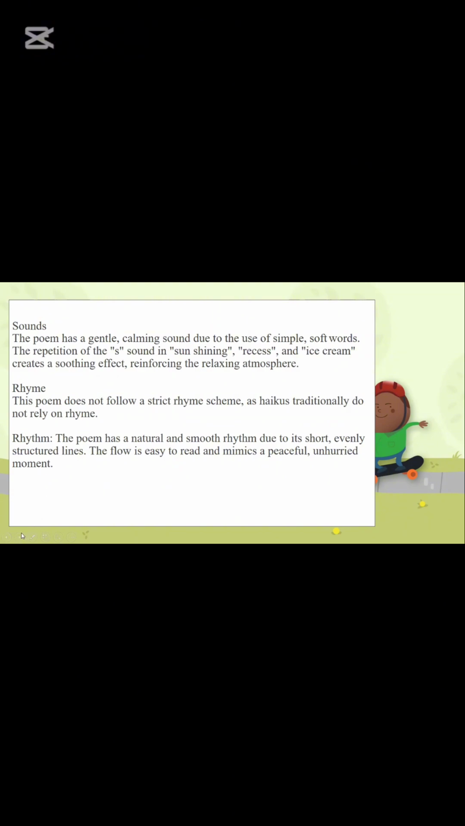The rhythm. The poem has a natural and smooth rhythm due to its short, evenly structured lines. The flow is easy to read and mimics a peaceful, unhurried moment. Imagery, or the visual. Sun shining on me paints a warm, bright image. The sensory touch or taste, cool ice cream, contrasts with the heat of the sun, making the moment more vivid. And because of the word recess, we know it can be the playground at the school, and so on.